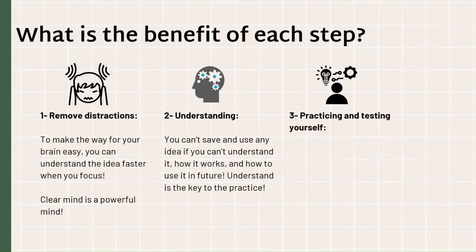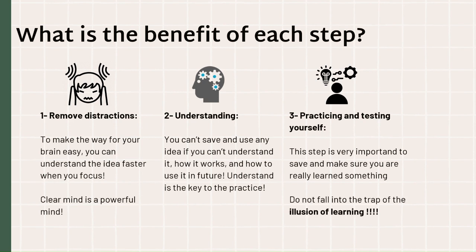The third step is practicing and testing yourself. This is a very important step. Why? To make sure you are really studying in the correct way. Okay? This is another piece of advice. Don't fall into the trap of the illusion of learning, okay? Illusion of learning means saying to yourself when you are studying something, okay, it's an easy subject and it's an easy article or an easy material. I can save it in a very short time, okay?